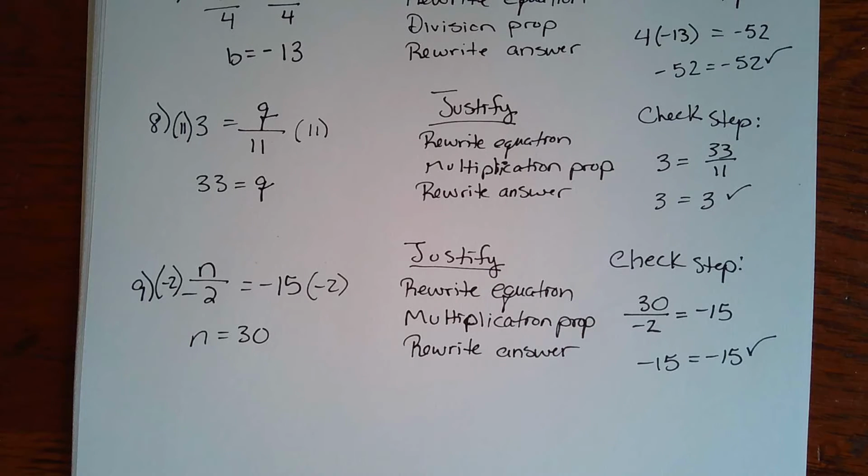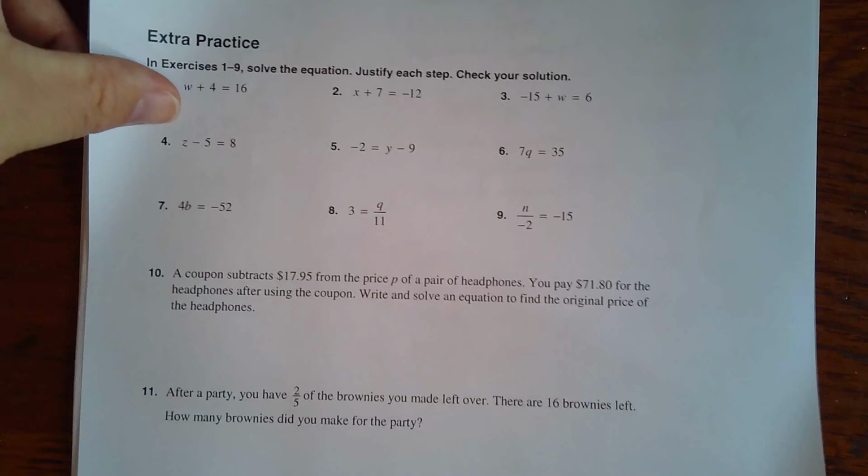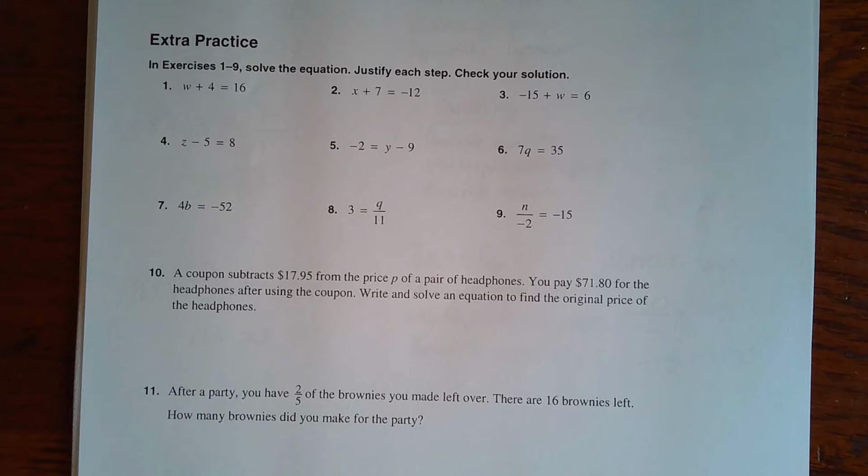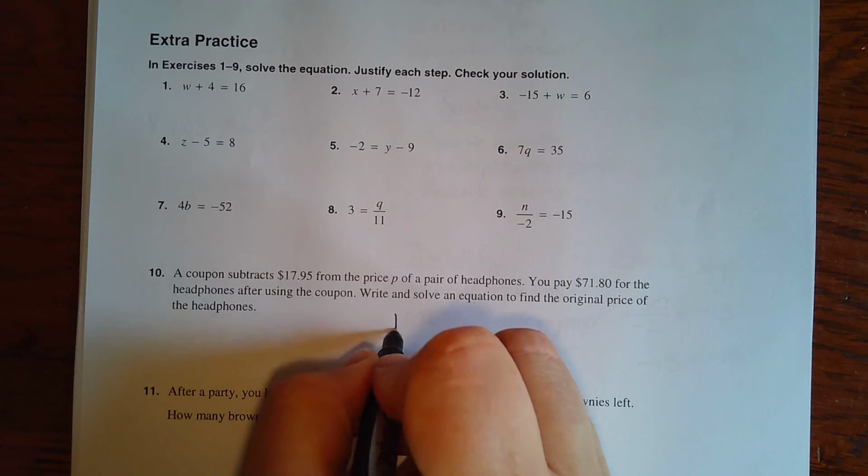I'll put these up to save time, so you do not have to worry about trying to copy it down. It says a coupon subtracts $17.95 from a price P of a pair of headphones. You paid $71.80 for the headphones after using the coupon. Write and solve an equation. Find the original price of the headphones. Okay, so let's read what we have. You have a coupon that subtracts from price P. So we don't know what the original price was, but they're going to call it P. So we're going to say our original price P.